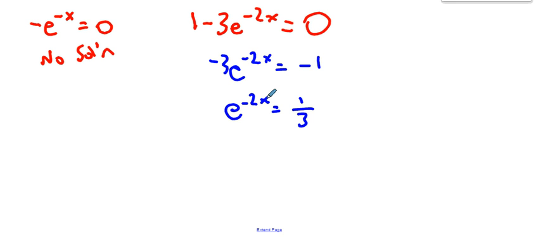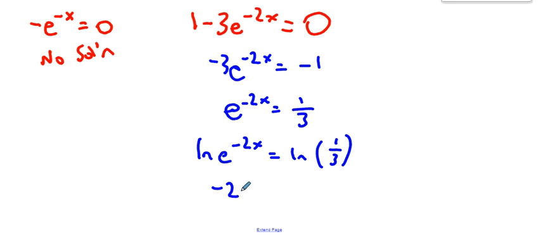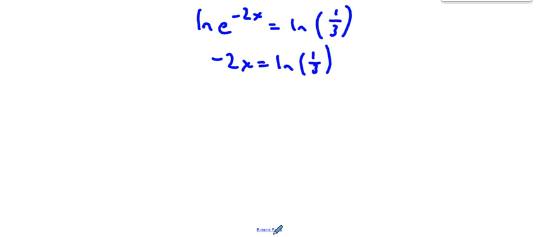And because x is in the exponent, I don't want it there anymore. So how do I get rid of it? Well, because it's base e, if I take the ln of both sides, so what ln e does is the ln, which is log base e, basically just cancels out the e. So I'm left with negative 2x equals ln 1/3. And then divide by negative 2.